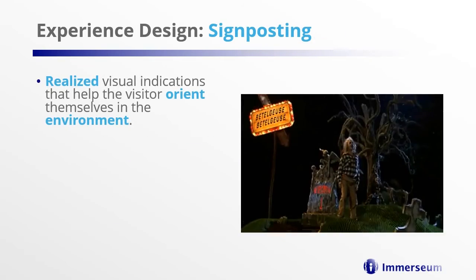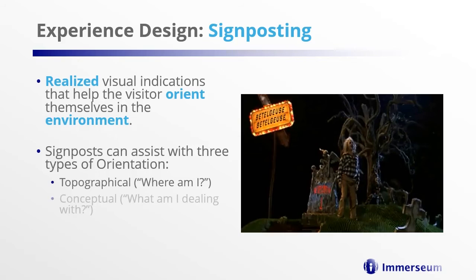Now we come to signposting. Signposting is part of the design of an experience that is integral to orientation. My favorite example of signposting is this screenshot right here from the movie Beetlejuice, where when they get to Beetlejuice's little grave, there's the big giant neon sign with flashing lights saying Beetlejuice, Beetlejuice, right there. That's an example of signposting, right? It's a realized visual indicator of something that should draw the viewer's attention, that the viewer should focus on. Something that is realized within the environment.